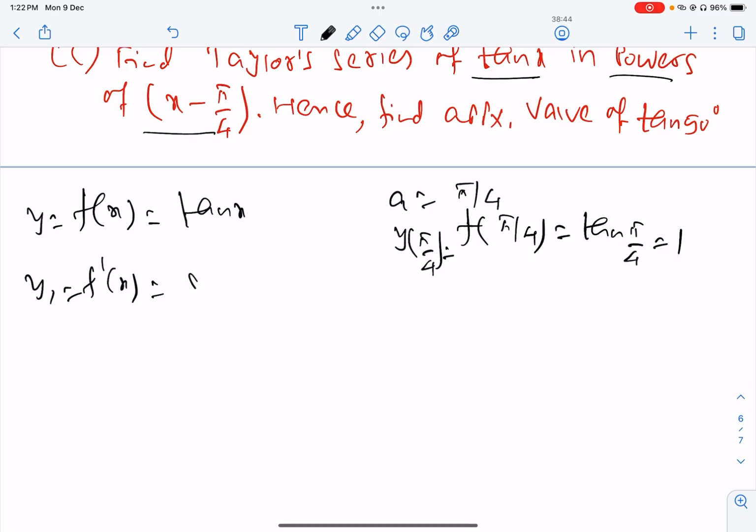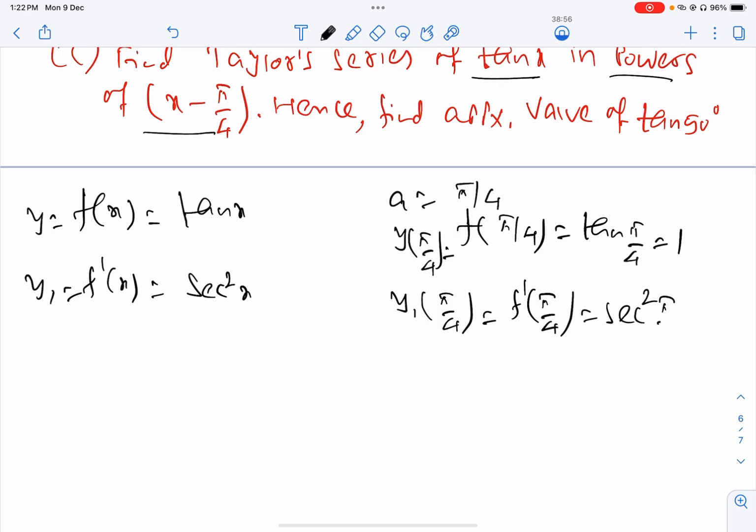So the derivative of tan x is sec square x. So y1 at pi by 4, or you can say f dash pi by 4, is sec square pi by 4. Now you know sec pi by 4 is 1 upon cos pi by 4. Cos pi by 4 is 1 by root 2. So 1 over cos pi by 4 is root 2, and sec square is root 2 square, so that is nothing but 2.